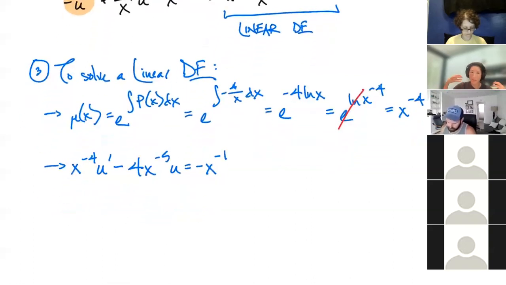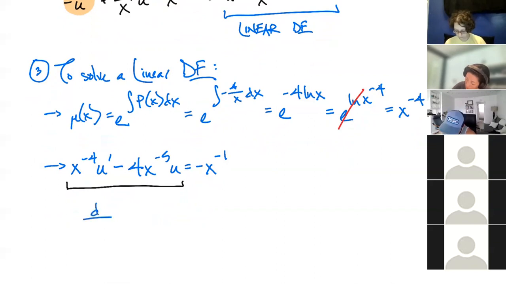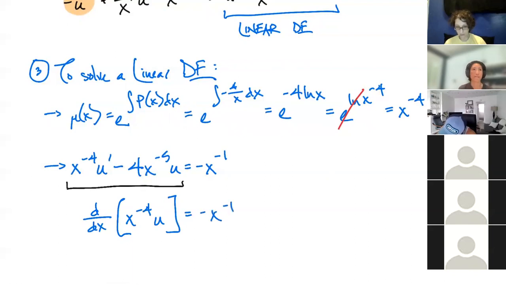All right. The beauty of linear differential equations is that left-hand side we can pack up as the derivative of the product of two functions. And so we might be able to write the left-hand side as the derivative of x to the negative 4 times u. Okay.